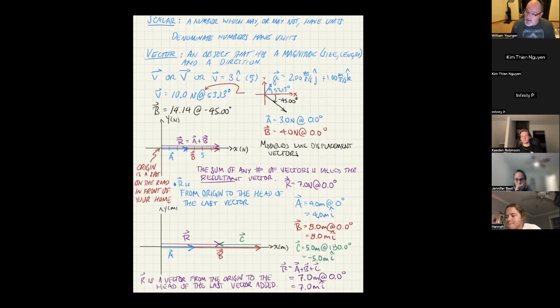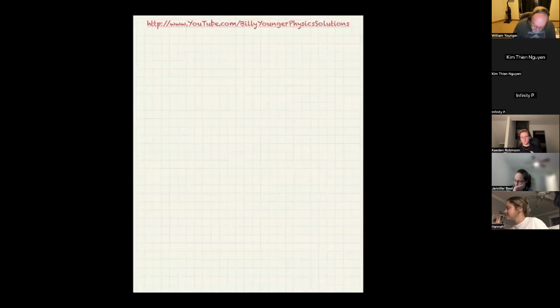Okay, so we've got an idea about how we're going to add them, any number of them, if they're head to tail, and that's what we're talking about here because I'm putting the tail of one vector either at the origin if it's the first vector or at the head of the previous vector, and I do that repeatedly for however many vectors there are. Once I've covered all the vectors and put them all down, then the resultant is just a vector from the origin to the head of the last. So with that in mind, let me draw another coordinate system.